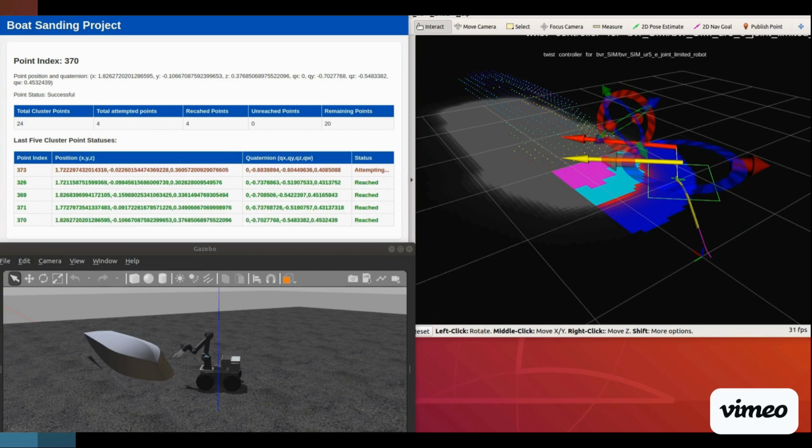Pay attention to how the robotic arm operates. It adjusts its position and orientation to effectively sand each designated point on the boat's underside. The video also showcases the adaptability of our system based on real time data from our profiler.